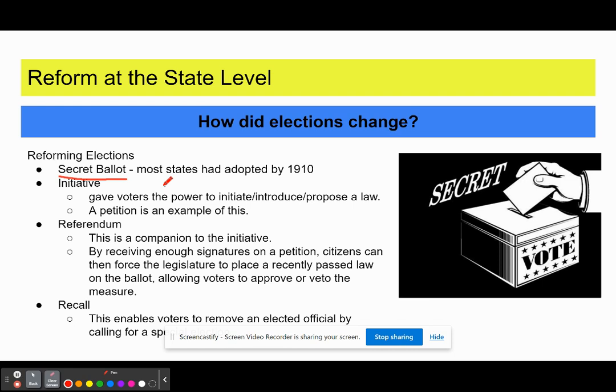You've probably done a secret ballot. If you voted in the student council election, it's a secret ballot. And the idea of that is that you get to vote for who you want to vote for without any intimidation.